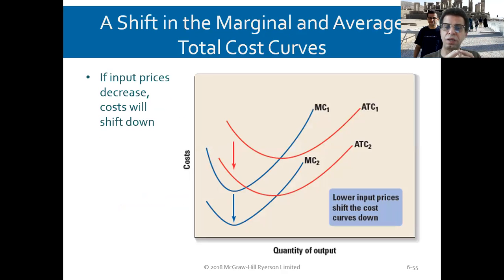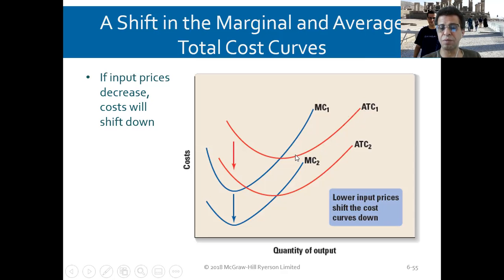So a shift in the marginal and average total cost. If the input prices decrease, the cost will shift down. Basically, we said if there is technology improvement or the cost of input, the prices go down, what will happen? The average total cost will be shifting out because your cost is lower.